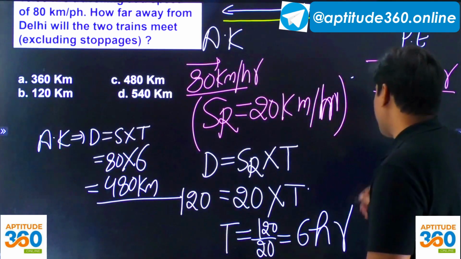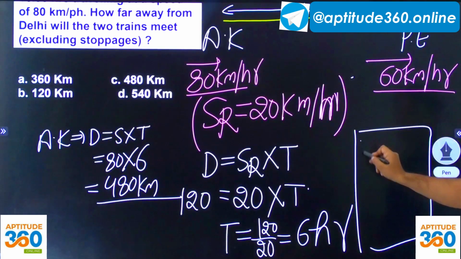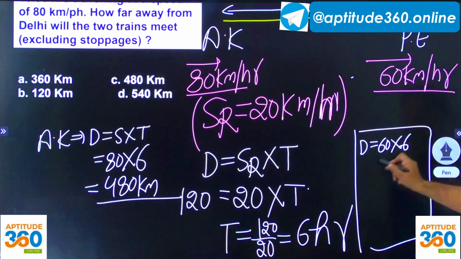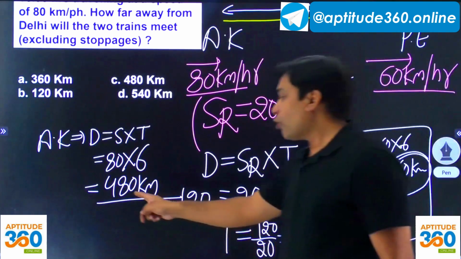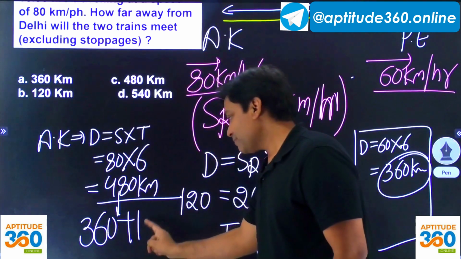How about Pashchim Express? अगर Pashchim Express का डिस्टेंस निकालना हो तो पश्चिम एक्सप्रेस के लिए डिस्टेंस इज इक्वल टू स्पीड इन टू टाइम, 60 into 6. इट रन्स ओनली 360 किलोमीटर्स. कैसे जाएंगे? अंडरस्टैंड दिस. 480 इज गोइंग टू बी, 480 इज 360 प्लस 120.